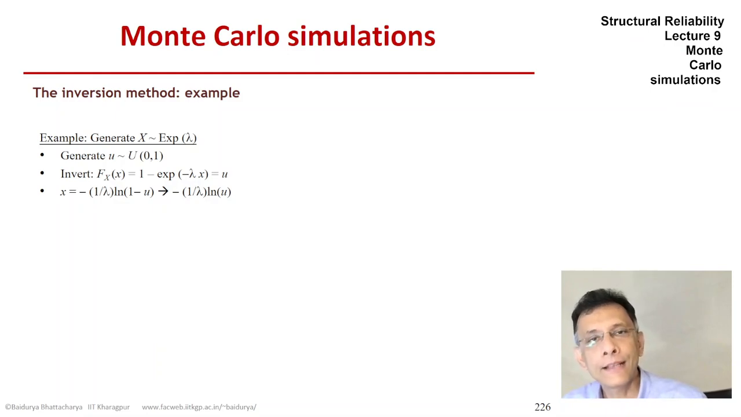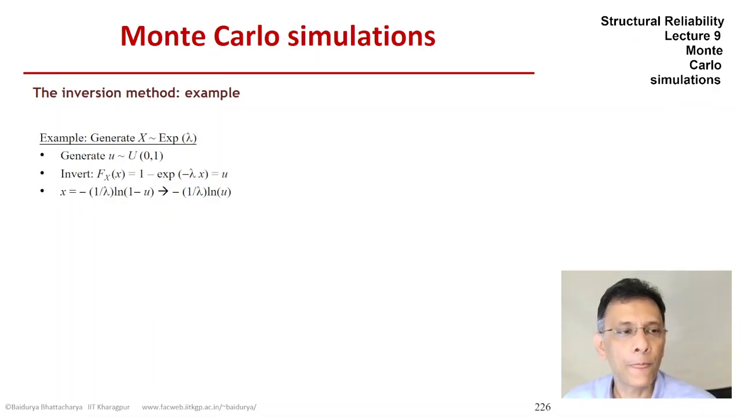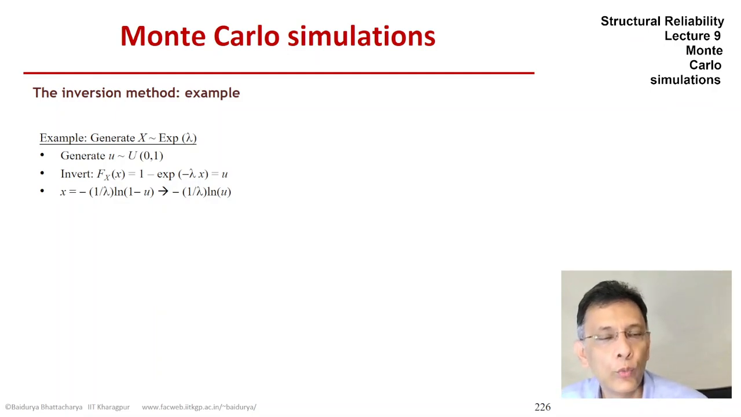Now in many texts and in many codes you will see that it's minus 1 over lambda times log of u, because if u is uniform random, then 1 minus u is uniform random with the same density. So we save one operation if we just start with u, instead of subtracting u from 1. So then this x that we get would be the desired exponential deviate.